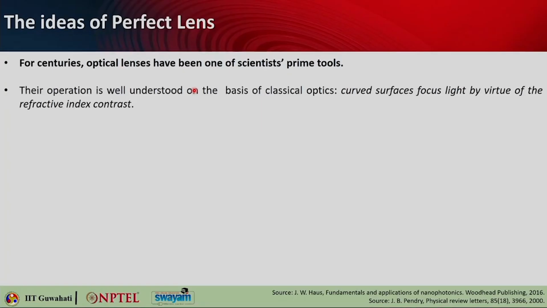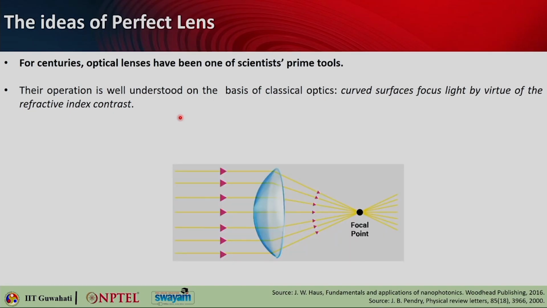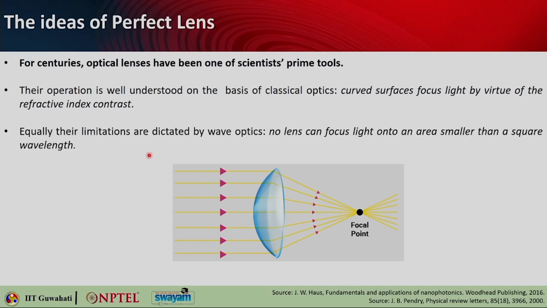So, for centuries optical lenses have been one of the prime tools of scientists. They allow us to look at objects which are very tiny. You can focus light, and that allows you to image a particular tiny object. That is how a lens works. Now, their operation is well understood on the basis of classical optics. There is a curved surface, and that helps us focus light by virtue of the refractive index contrast. Equally, their limitations are also dictated by wave optics.